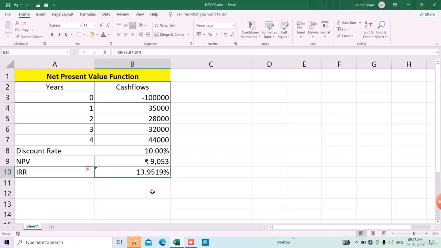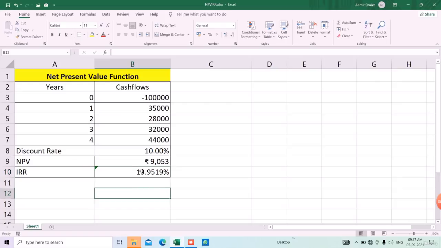13.9519% return. So if you can see, the inflation rate of a given country is 10%, and investing 1 lakh and getting this series of payments, I'm getting about 13% return. So it is more than the inflation rate. Suppose if it were less than the inflation rate, I'd reject the proposal, right?